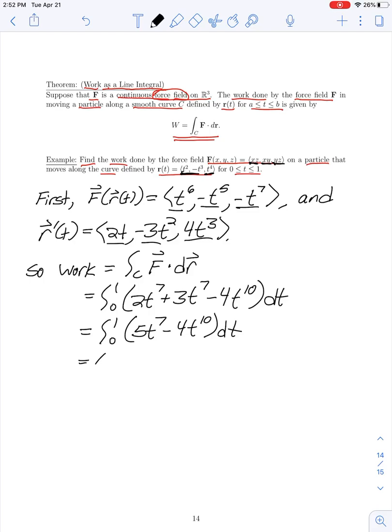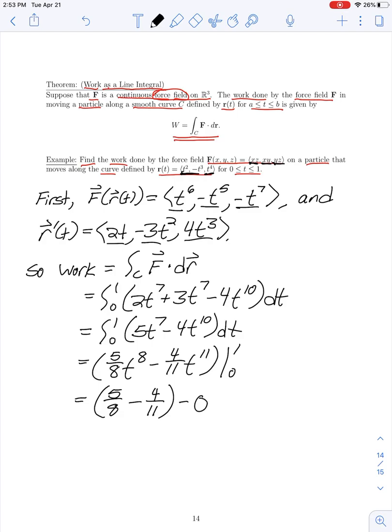Or evaluating the antiderivative, we have 5 over 8 t to the 8th minus 4 over 11 t to the 11th from t equals 0 to 1. So this leaves us with 5 over 8 minus 4 over 11 minus 0 when we plug in 0. So we are left with altogether 55 minus 32 leaves us 23 over 88 for the work done by that force field in moving a particle along this curve.